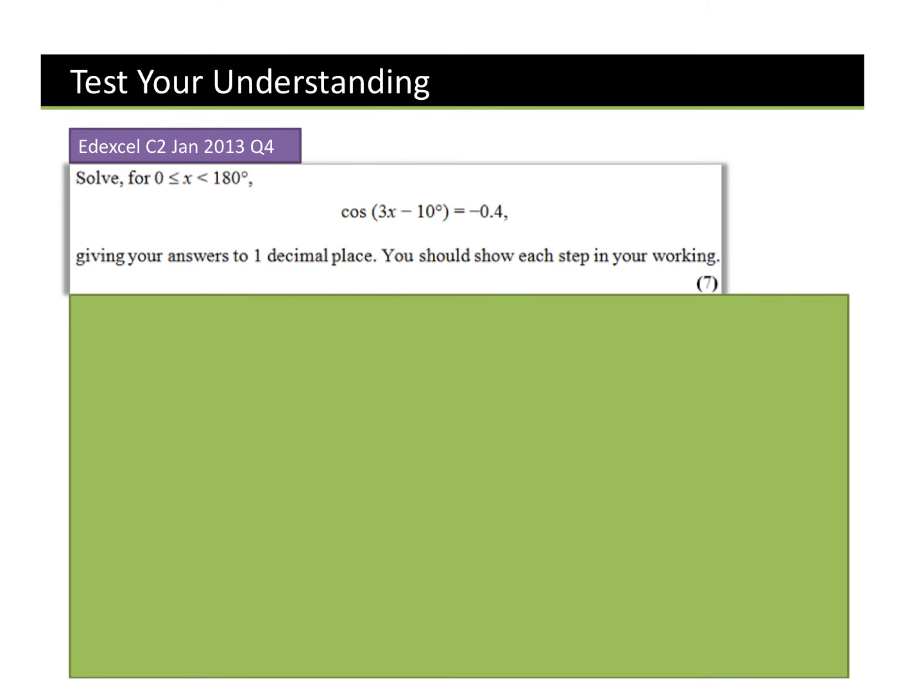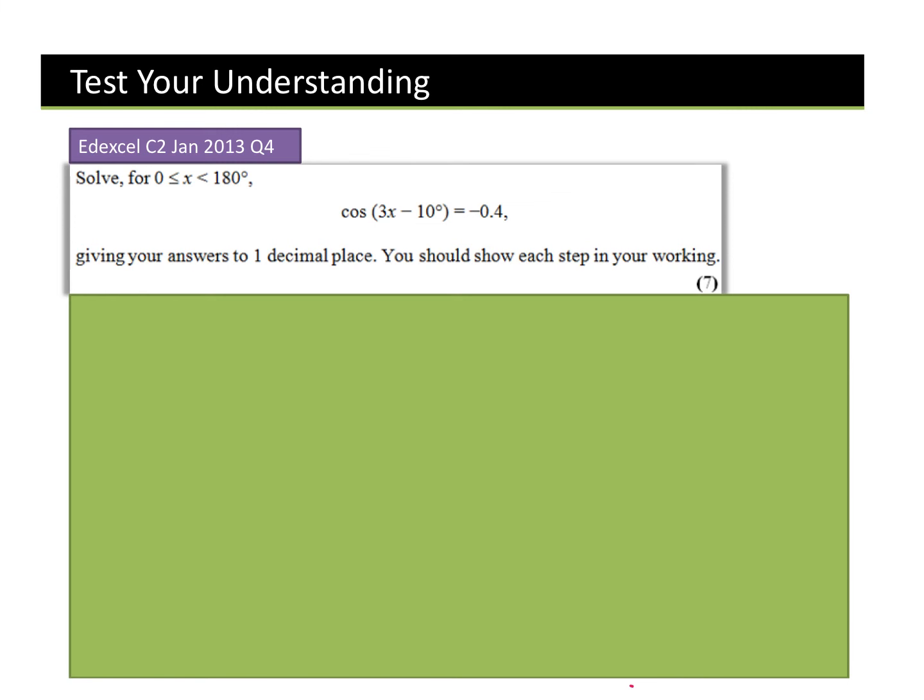Okay, this is a 7-mark exam question. You have all the skills needed to do this. 7 marks, 7 minutes, off you go. Let's see how many marks you would have got. So first of all, it says solve for 0 is less than or equal to x is less than 180, cos of 3x minus 10 equals minus 0.4.